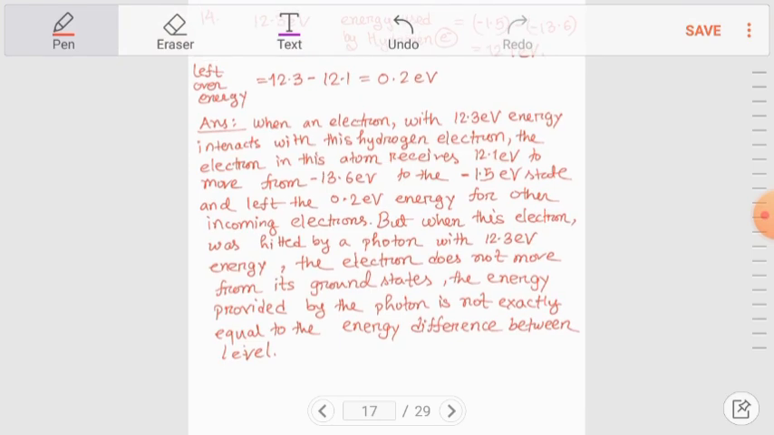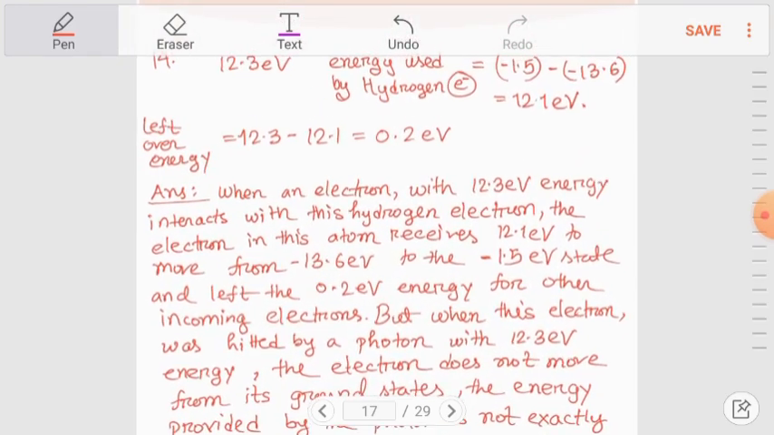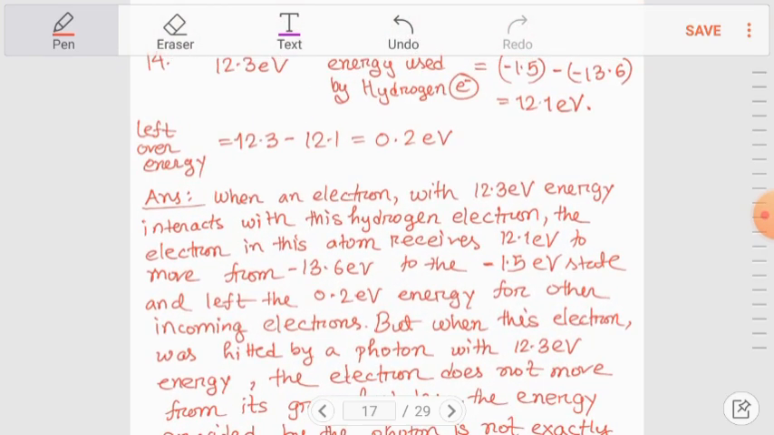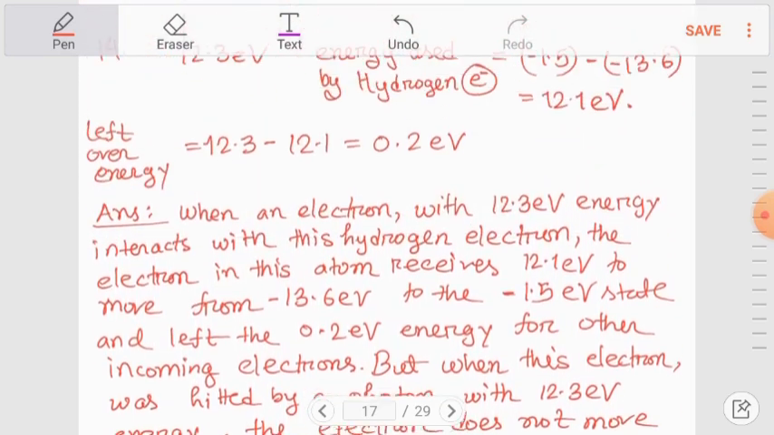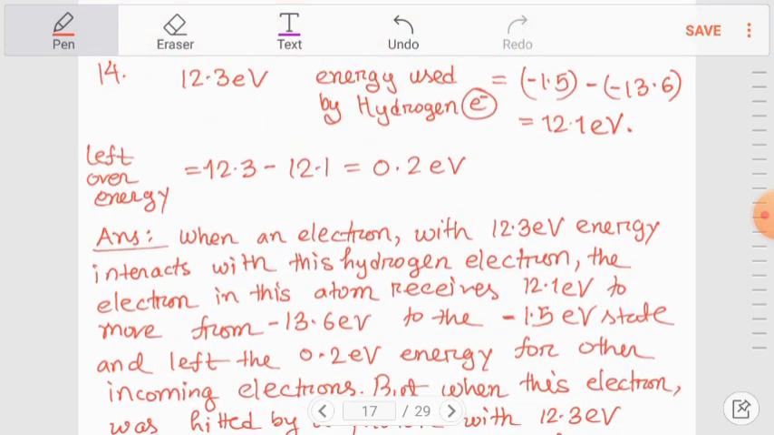So with this, our question number 14 ends. This was the explanation for question number 14. I hope question number 14 was clear. Now moving to question number 15.